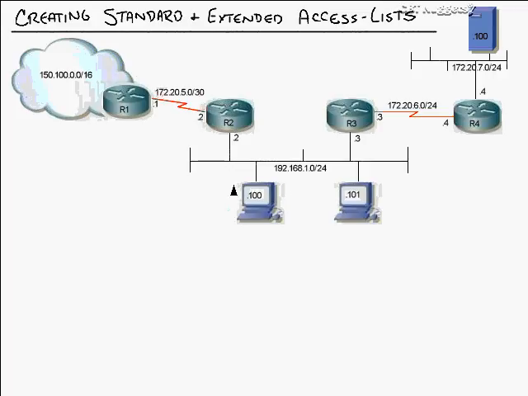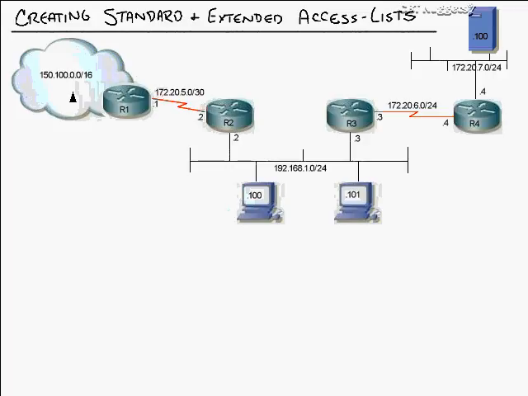I'd like to block this host, 192.168.1.100, from using a web browser to access this cloud, 150.100, which could very well represent the internet. And we will be able to test that. And I'd also want to make sure that I don't halt any other access. I want this user to be able to use FTP, ping, whatever they want to use to access that cloud, just not web browsing.